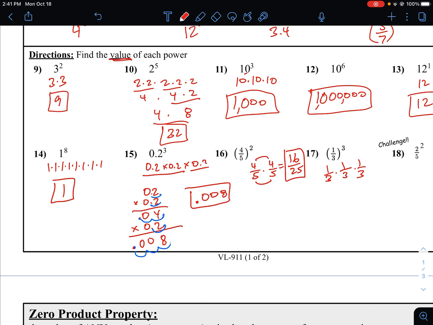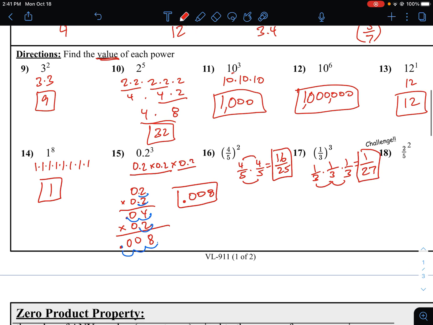Again, we multiply the tops. 1 times 1 times 1. That's 1. 3 times 3 times 3. You may be thinking 9, but you are incorrect if you said that. 3 times 3 is 9. 9 times 3 is 27, so it is 1 over 27.